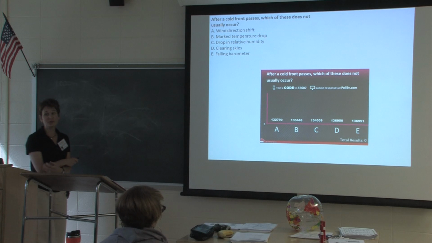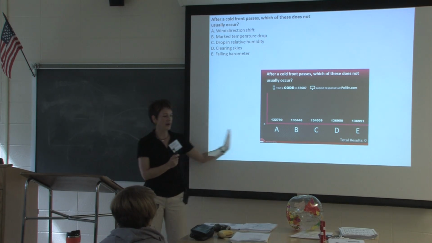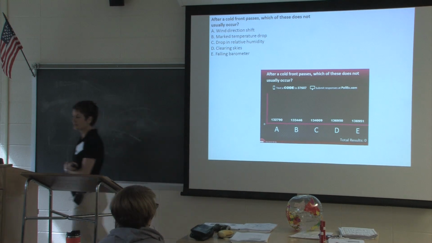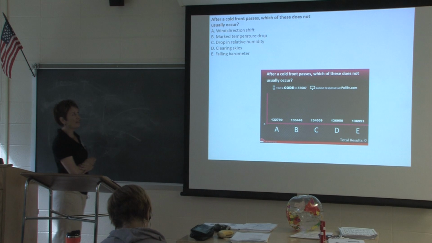This is after the front passes. Okay, so after that cold air mass has moved across, what is the least likely thing that we would see?